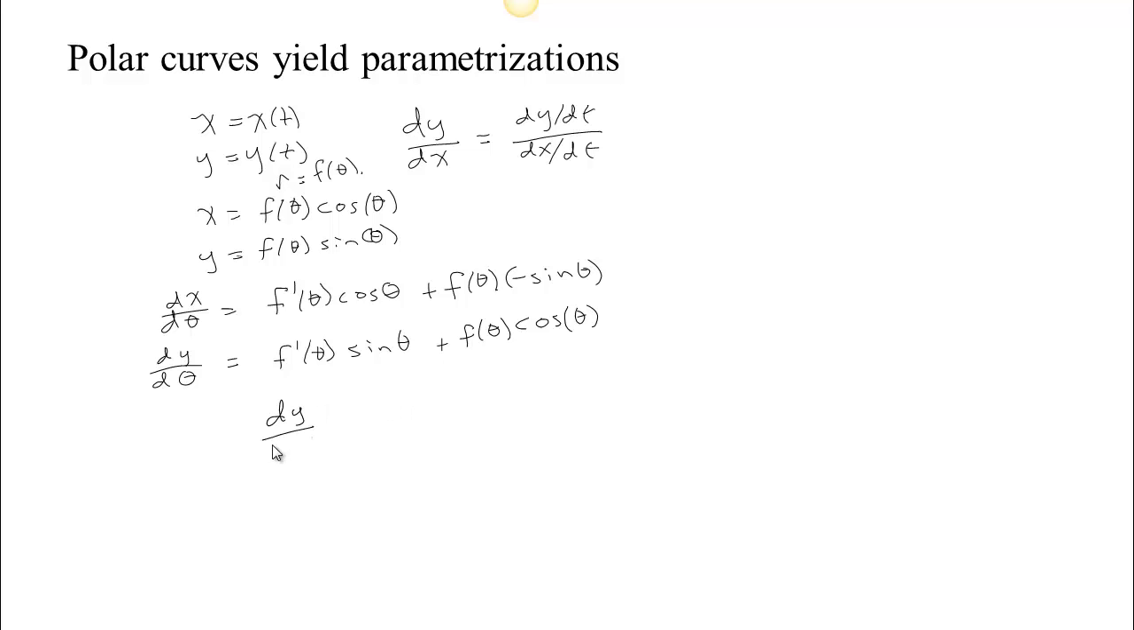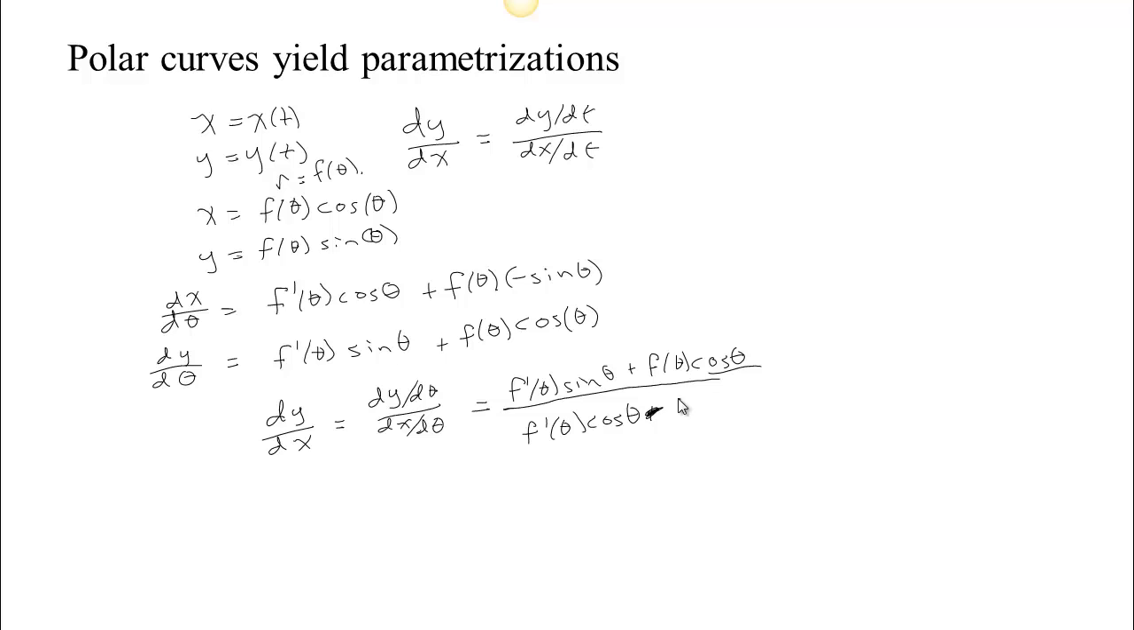So now we can find dy dx. We're just using this formula. The only thing that's different is the name of the parameter. So we're just taking dy d theta over dx d theta, and we get this. Let's see, dy d theta was f prime of theta sine theta plus f of theta cosine theta, and dx d theta was f prime of theta cosine theta minus f of theta sine theta.